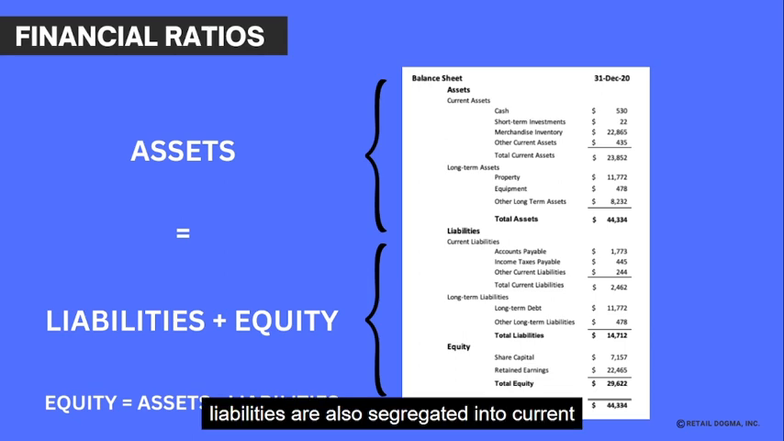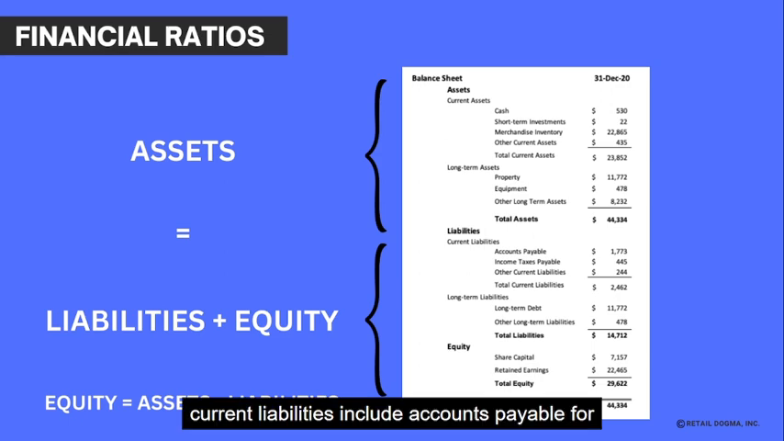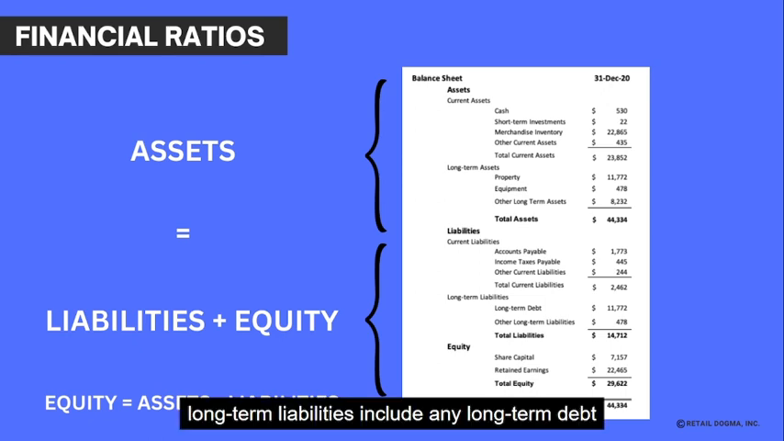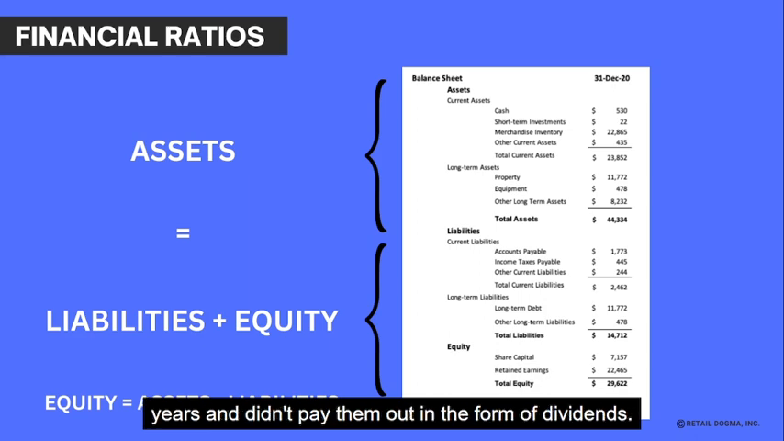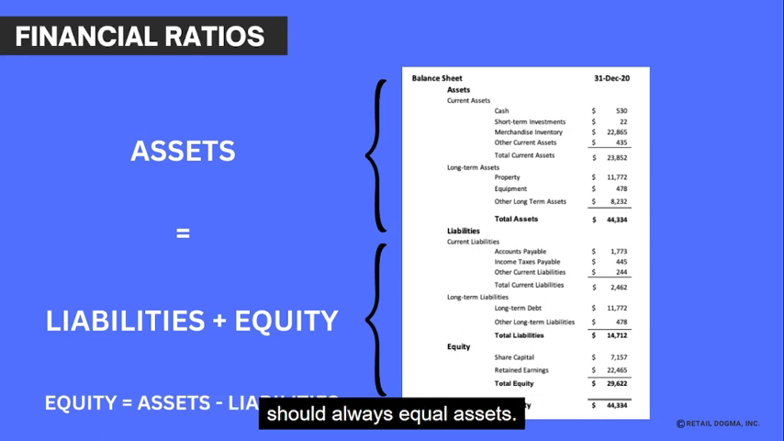Liabilities are also segregated into current and long-term liabilities. Current liabilities include accounts payable, for example, payments due to suppliers, and taxes that are already due. Long-term liabilities include any long-term debt. Finally, equity will include any share capital that the owners paid in the business and any retained earnings that the business has accumulated over the years and didn't pay out in the form of dividends. And as we said, the total liabilities plus equity should always equal assets.